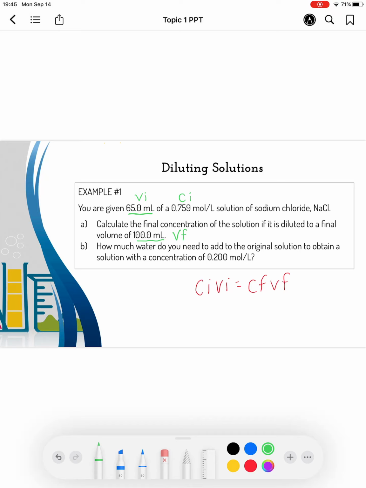All right, so B says, how much water do you need to add to the original solution to obtain a solution with a concentration of 0.200 moles? So we're still starting out with the same VI and CI. We're just changing the final. So our final concentration in this question is going to be 0.200. All right? So our missing piece of information that we need is our VF.